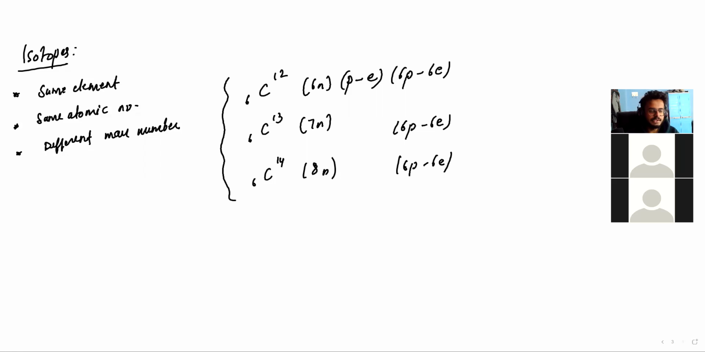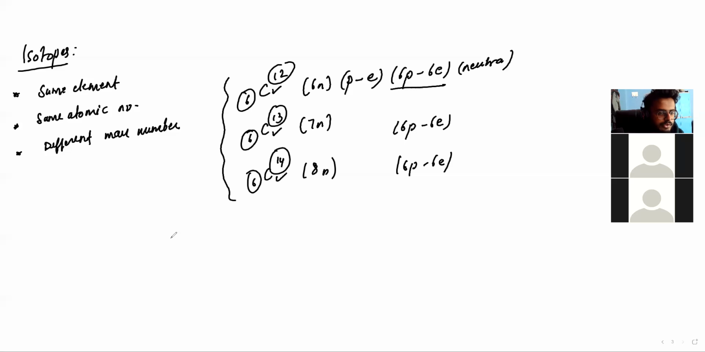So isotopes भनेको चाहिँ atoms of the same element, C, they are the same element, they are carbon, which have the same atomic number. So they have the same atomic number 6, same number of protons and electrons, but different mass numbers 12, 13, 14, which means they have different numbers of neutrons. Their proton and electron number is the same because it is neutral.